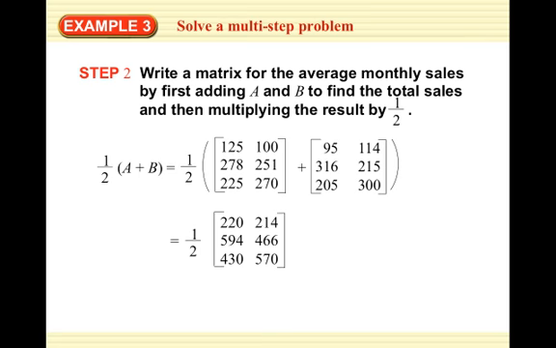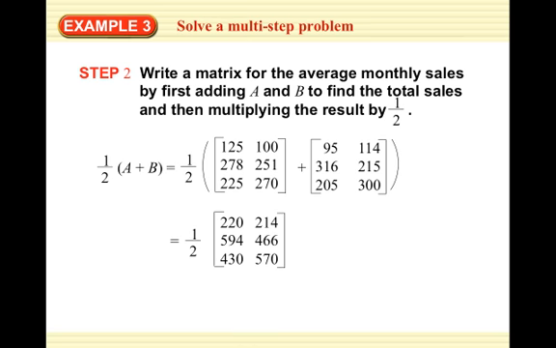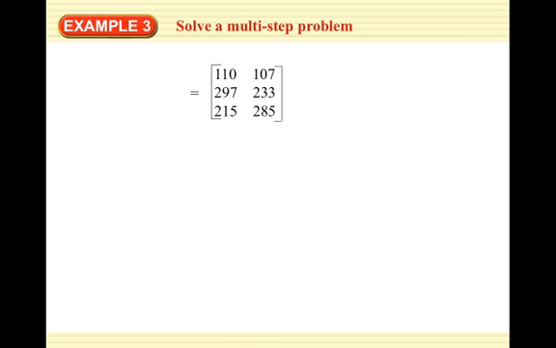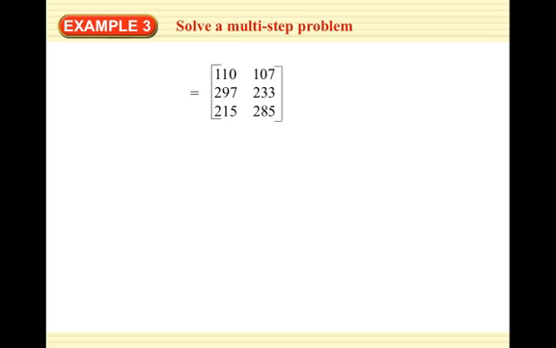We're going to take what we got there and multiply by a half. And that gives us 220 times a half is 110. 594 times a half is 297. 1/2 times 430 is 215. 1/2 times 214 is 107. 1/2 of 466 is 233. And 1/2 of 570 is 285.